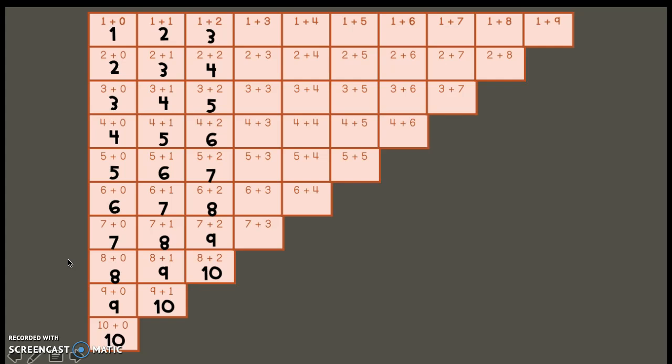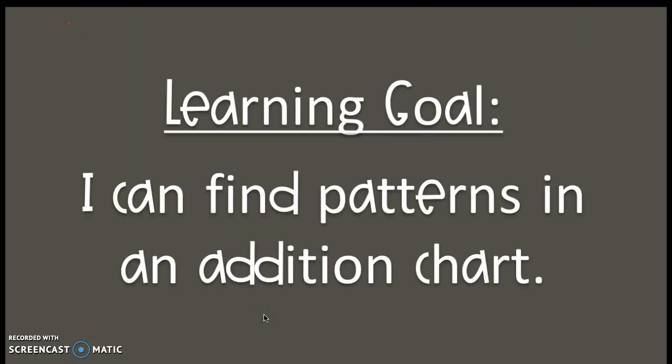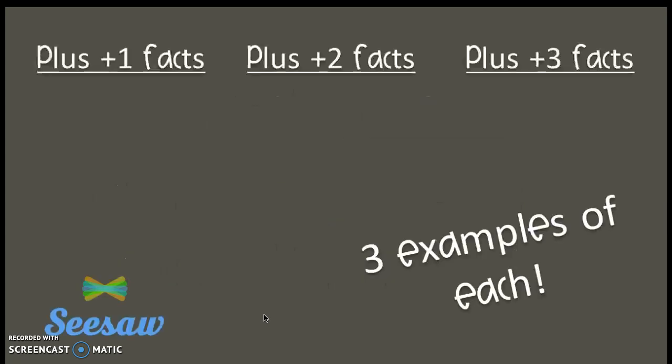So what I want you to do as you're working on your addition chart is think about what the patterns are going across, but then also what the patterns are going down. And that will help you to solve those problems really quick. Our learning goal for today says, I can find patterns in an addition chart. And that's exactly what we've been doing.